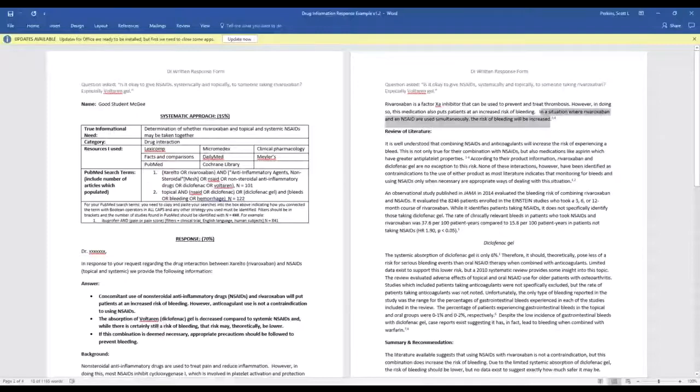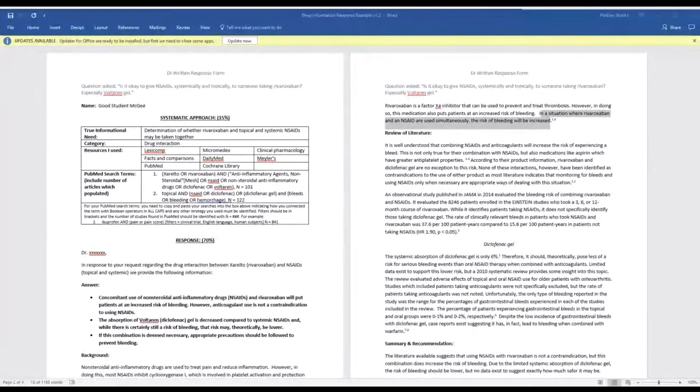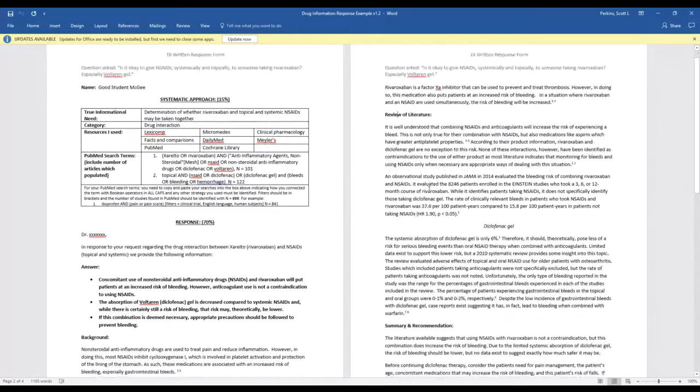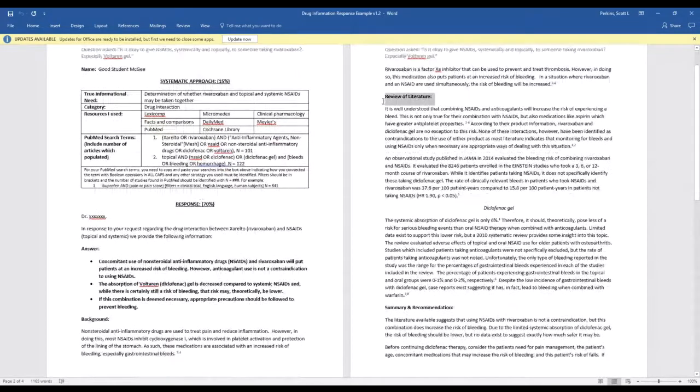Okay, that's the background section and why I like it. In the review of literature section, or the evidence section, as it was called last time, you can use either term. I'm fine with whatever. But review of literature is probably a little bit more appropriate. All right, so I addressed the fact that it is well understood that we have an increased risk of bleeding.